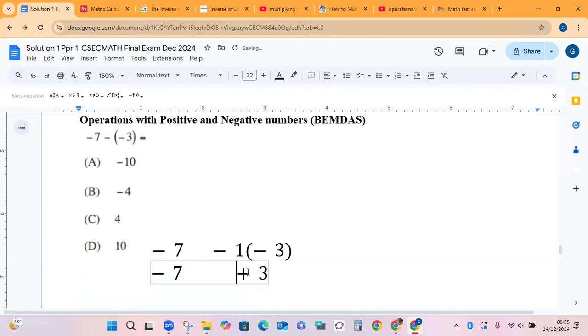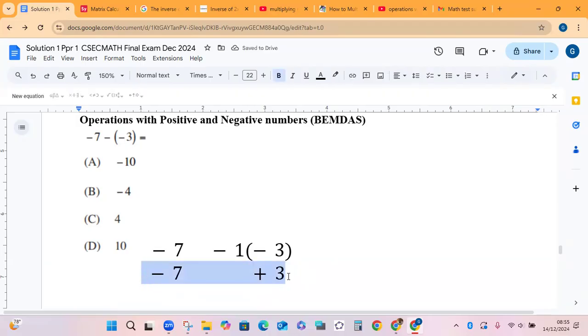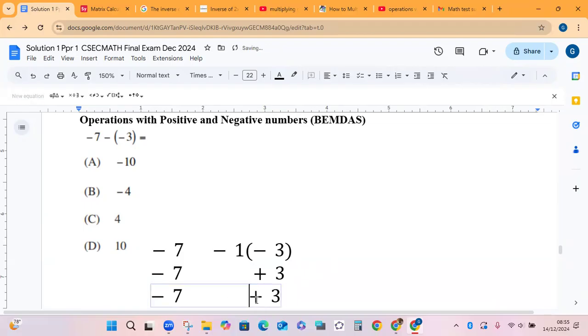So if you bring this 3 a little closer, I can bring it in another step just to show the demonstration. Bring the positive 3 a little closer to the -7. Then it looks like -7 plus 3.